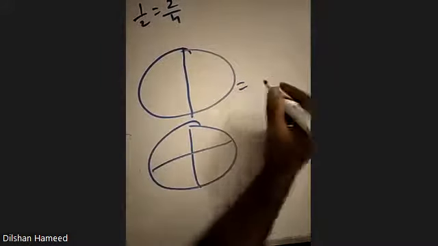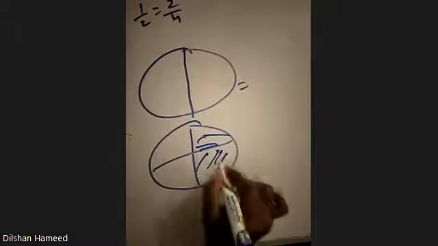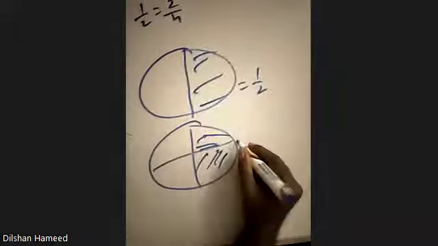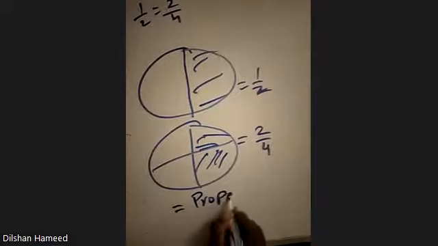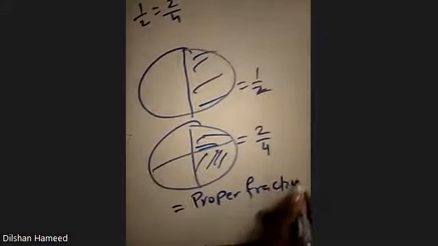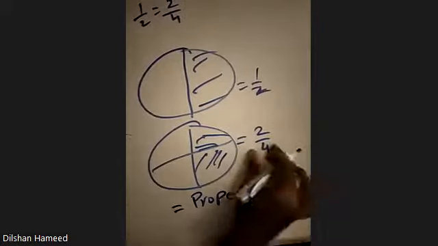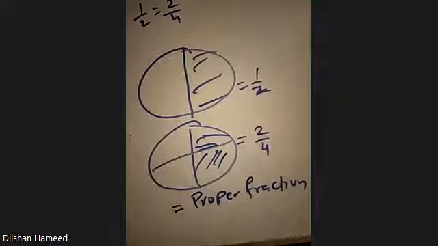You take something, divide it into 4 or 6 pieces. So here it can be 1 out of 2. Here it is 2 out of 4. Okay. So whenever the numerator is less than the denominator, you call it a proper fraction. Proper fraction. Okay. Whenever the numerator is smaller than the denominator, you call it a proper fraction.